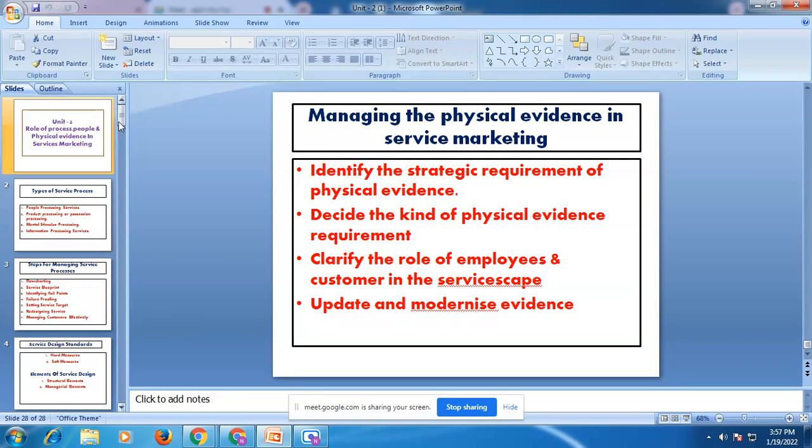I hope you all understand. In the next lecture, we will take a short revision of topic 7, that is the role of processes, people, and physical evidence in service marketing.